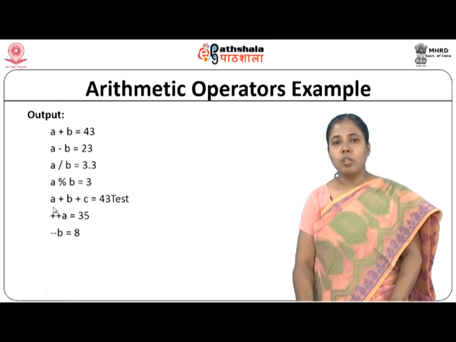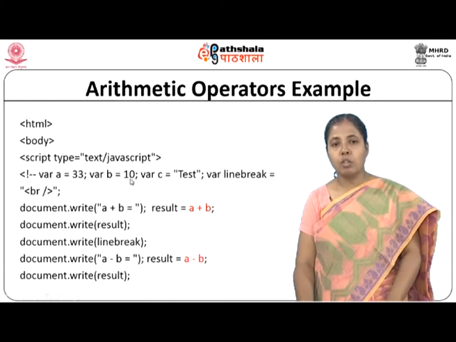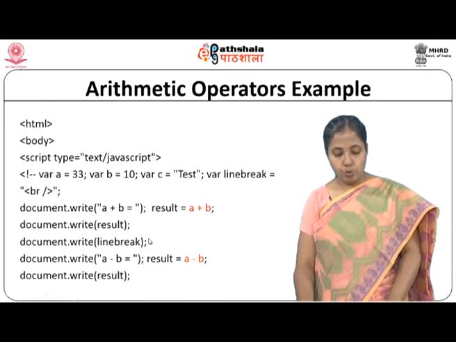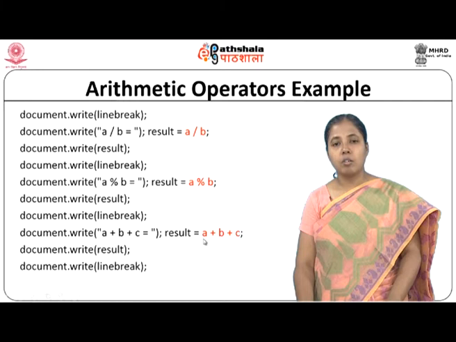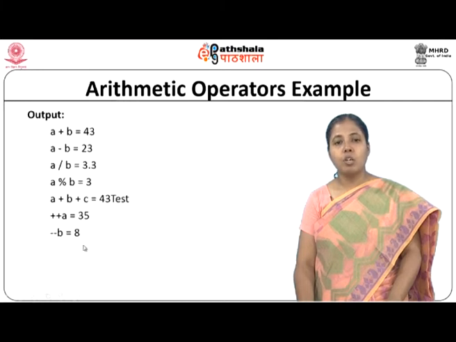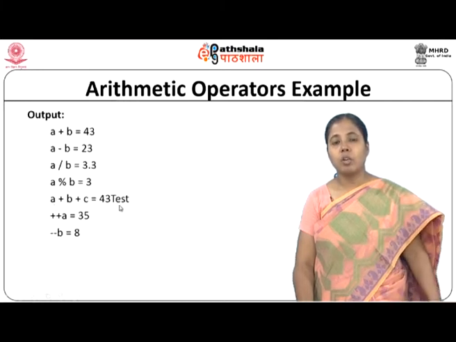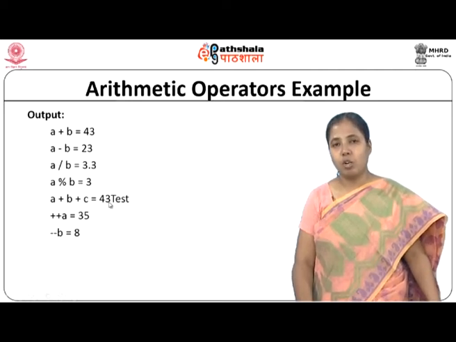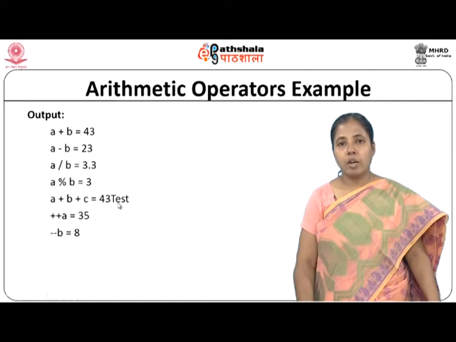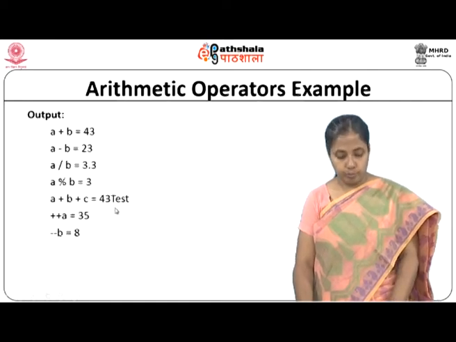Now, you can see that the output of A plus B plus C is actually, A was 33 and B was 10, and C was a string. When you try to do this, 33 plus 10 plus, this is A plus B plus C, you get a result like this. So, 33 plus 10 is evaluated as an integer addition which becomes 43, and then it is concatenated with a string called test. So, that gets displayed like this.